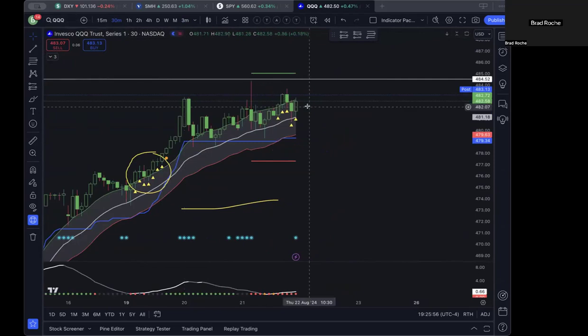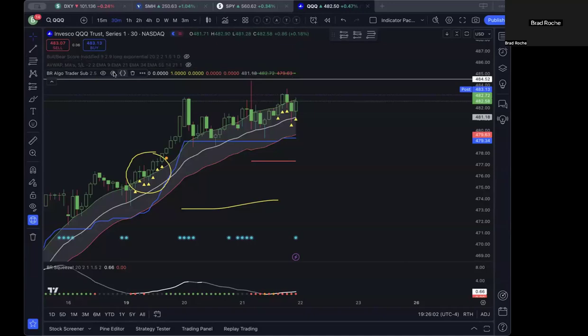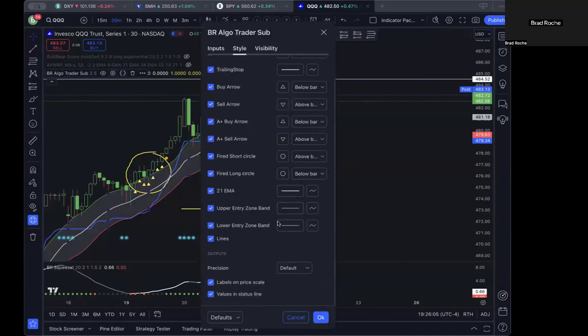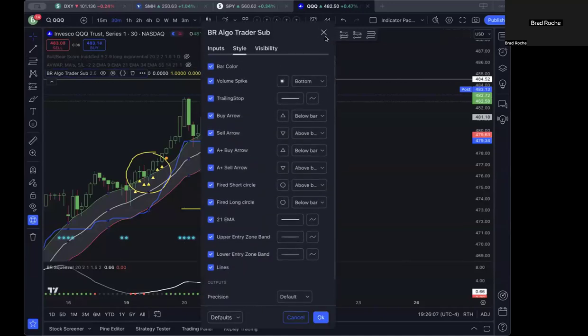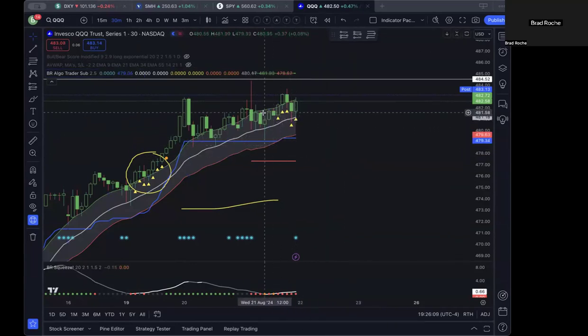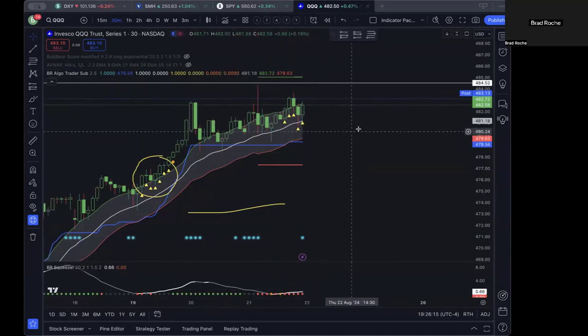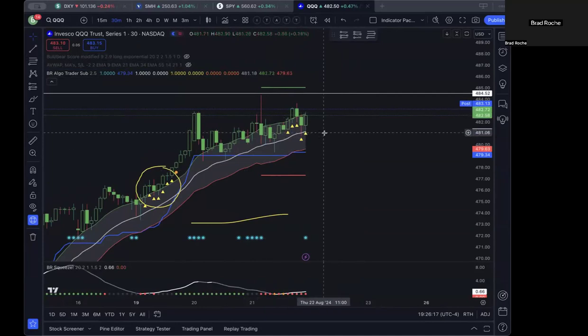Next thing is, what was I gonna do? Oh, okay. So then you've got your entry zone, right? Your entry zone is going to be this gray area in here. And this is so you buy high probability entries. This is so you get in at a good spot, as close to the 21 EMA as you can.